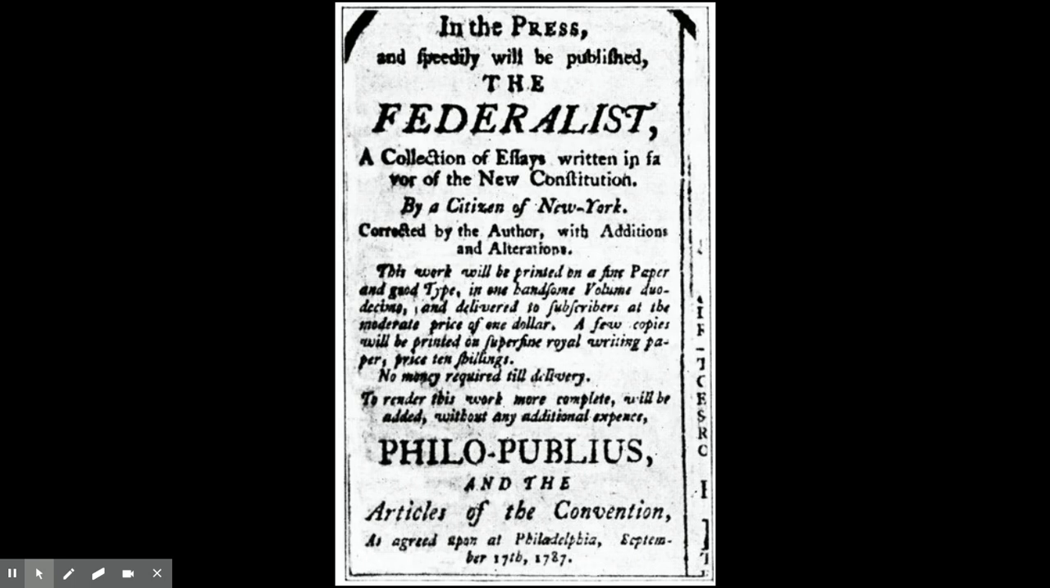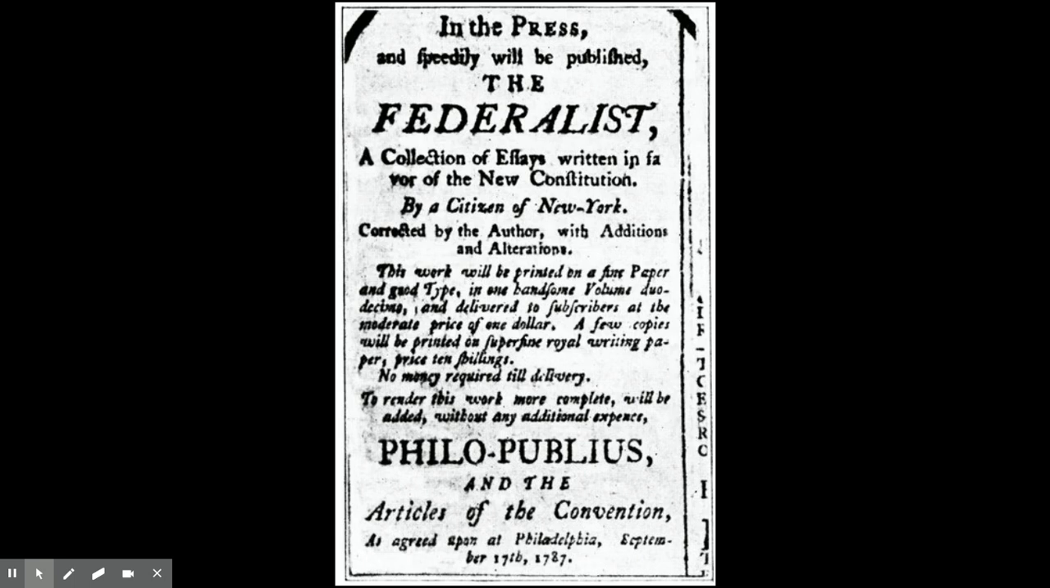And there was a lot of debate. It was questionable. Some states went right for it. Some did not. New York, it's questionable. And in order to sway the debate, to influence the debate, there's a series of newspaper essays that are written anonymously at first, although it's later revealed who wrote them.